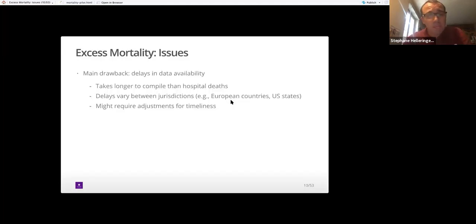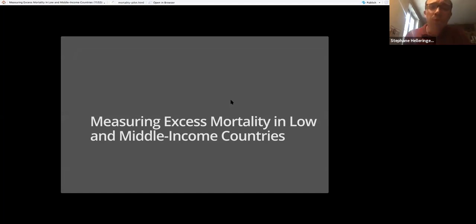Now, the main issue we have, besides data availability, and I'll get back to this, are delays in reporting. It usually takes longer to compile this data than data about hospital deaths, and there are usually delays that vary between jurisdictions. So, for example, within Europe, between countries, in the US, between states. So if we want to compare these measures, it might require adjustments for timeliness. Now, that's for the rosy ideal picture of data availability in a lot of the countries where COVID spread first, so high-income countries in Europe, the US, and East Asia.